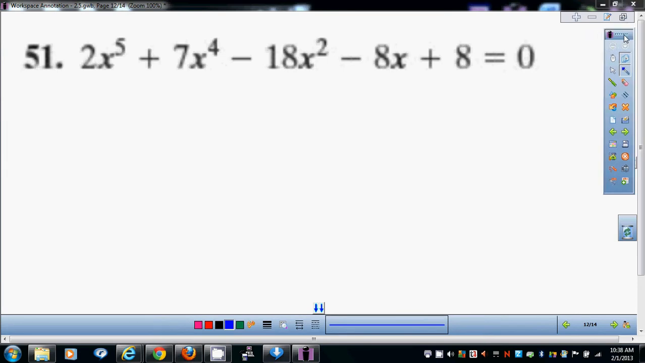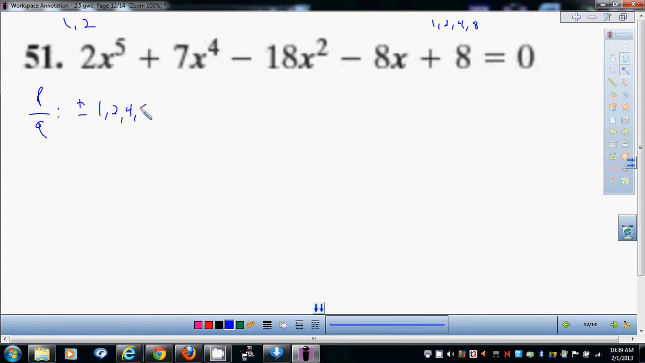First things first, P over Q's. My P's are 1, 2, 4, and 8, and my Q's are 1 and 2. So that's plus or minus 1, 2, 4, 8, and 1/2, because 2 over 2 is 1, 4 over 2 is 2, and 8 over 2 is 4. So that's it. There's my P's and my Q's.